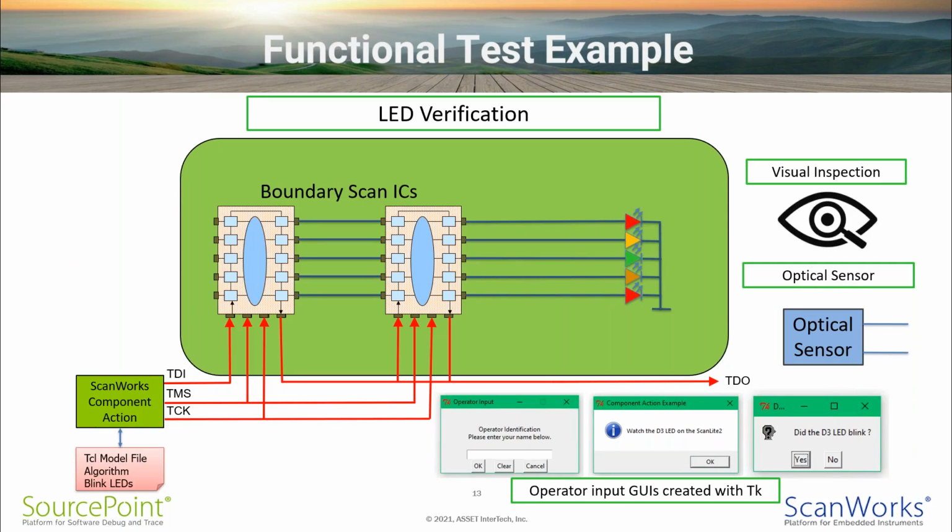So let's take a look at a few examples of how the component action can be used for functionally testing a PCB. So the first test we'll look at is a test where we could verify the function of LEDs. So again, LEDs can be included as a PCB functional test. The proper operation of these devices can be observed by an operator or optical sensing equipment. GUIs can be created using TK, which require operator input to confirm the identity of the operator and confirm that the device is passed. So this is just one example.